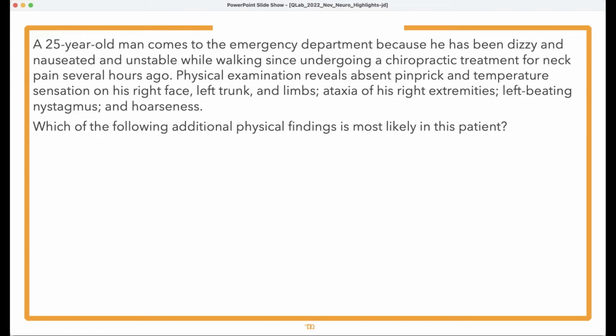A 25-year-old man comes to the emergency department because he has been dizzy and nauseated and unstable while walking since undergoing a chiropractic treatment for neck pain several hours ago. Physical examination reveals absent pinprick and temperature sensation on his right face, left trunk, and limbs, ataxia of his right extremities, left beating nystagmus, and hoarseness. Which of the following additional physical findings is most likely in this patient?